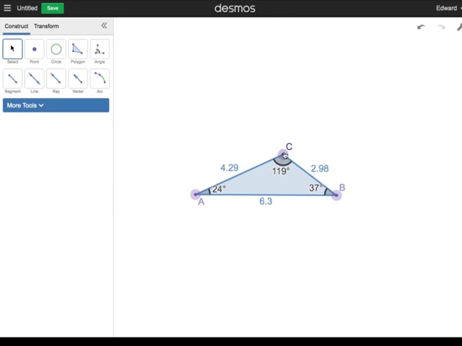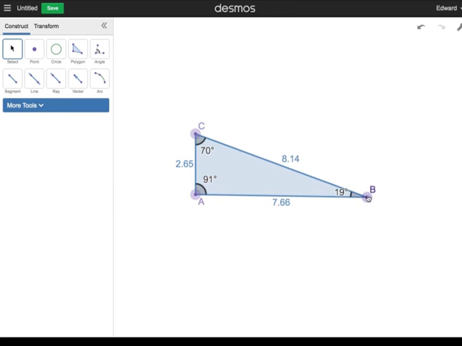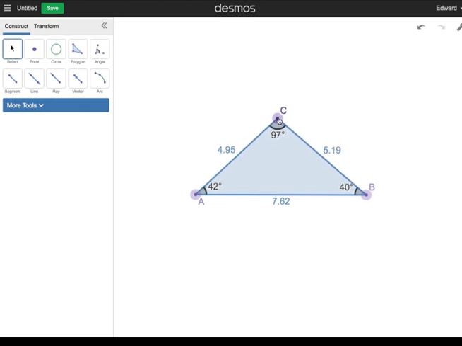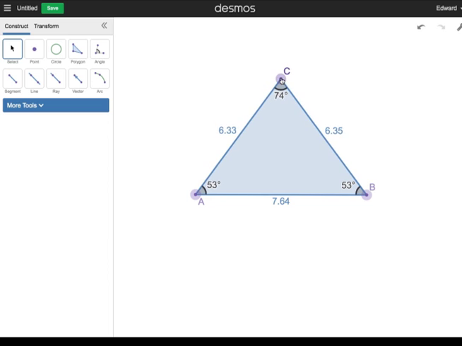Next, create a scalene right triangle, like the one shown here. See the 3 sides that are different lengths? See the right angle? Next, create an isosceles acute triangle, like the one shown here. See the 2 congruent sides? See the congruent base angles? See the acute angles?